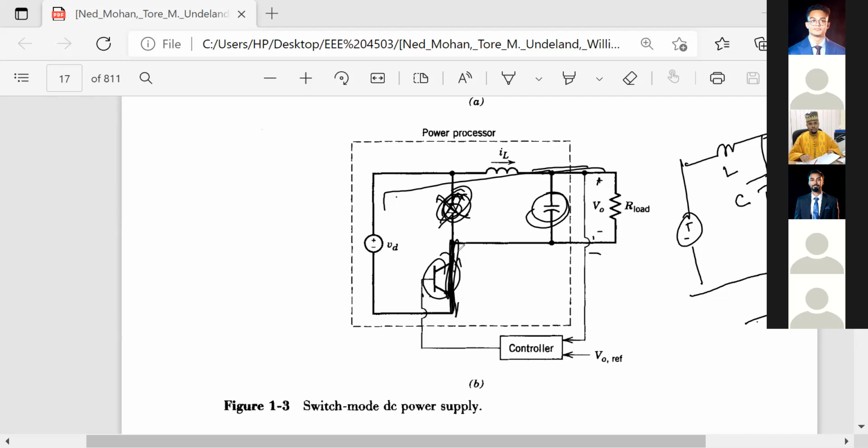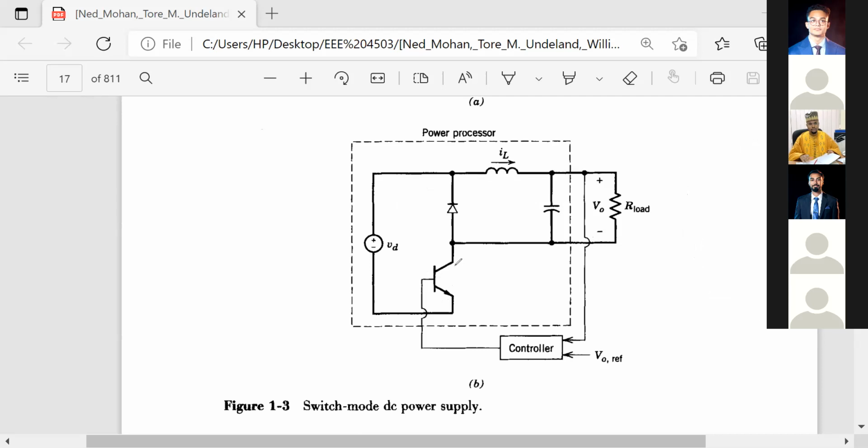And when this switch is off, what will happen? The current will go through this. Only your circuit will be shorted. So if you now analyze this one, there will be some buck boost type regulator. So we shall study all these things again later. I am just skipping this one because these are the basics.